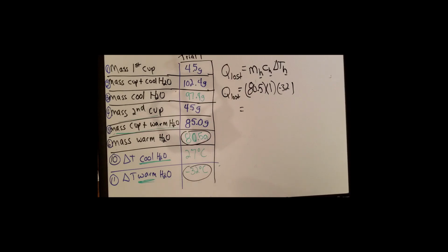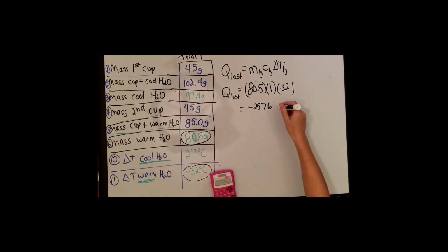It's one thing I have not calculated yet. So on my calculator, we have 80.5 times negative 32 times 1, of course. And I get negative 2576. I'm not going to worry about sig figs here in lab.